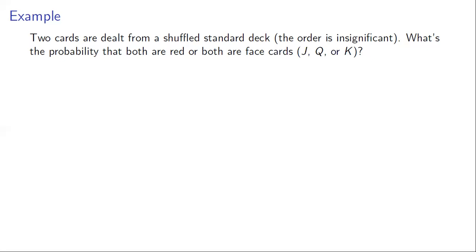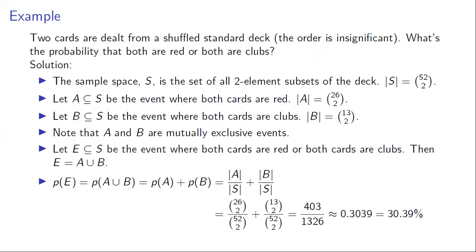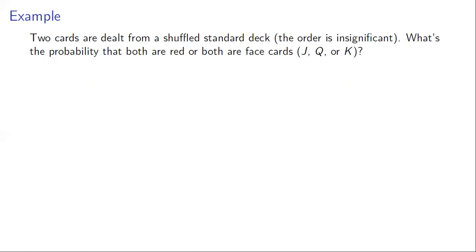Now here, if you think about it, you may realize that the only real significant difference between this question and the earlier question is that there is overlap, right? In other words, it's possible to have two cards that are red and that are also face cards. In the earlier example, that wasn't possible, because if both cards are red, then you cannot have both of them be clubs. Okay, but here we could have overlap, so we'll have to keep that in mind.